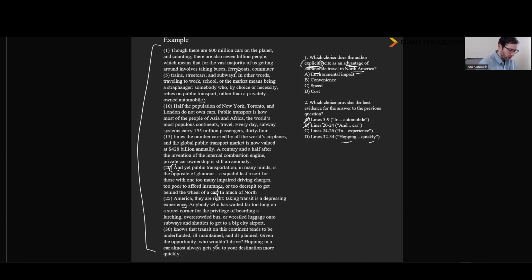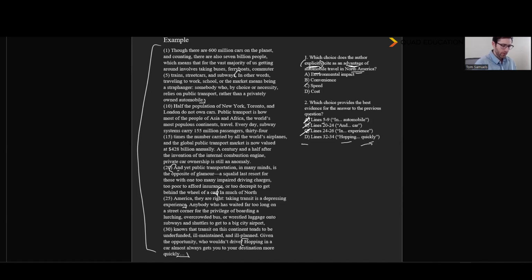So 32 to 34. Hopping in a car almost always gets you to your destination more quickly. So I would say, okay, well that's an advantage. It's quicker, right? And so out of everything we've seen, that's really the only one that is an advantage and not just a disadvantage or just sort of a dig against public transport. And so we look at our options there.